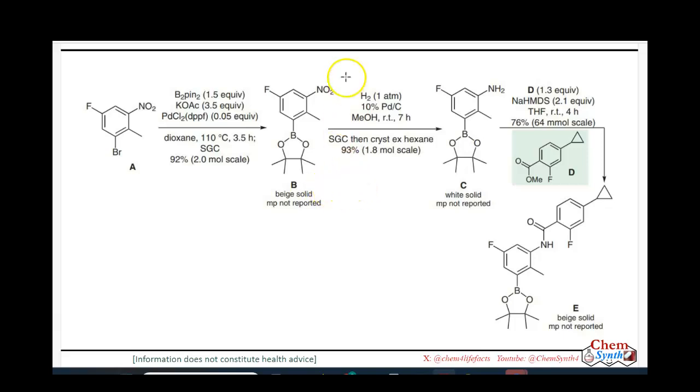purification, where this nitro group they have reduced by using hydrogen in presence of palladium charcoal to get this aniline derivative. This molecule they have purified by first silica gravity column followed by recrystallization in hexane. After getting this amine, they introduced this earlier synthesized ester in presence of strong base to get this amide intermediate.